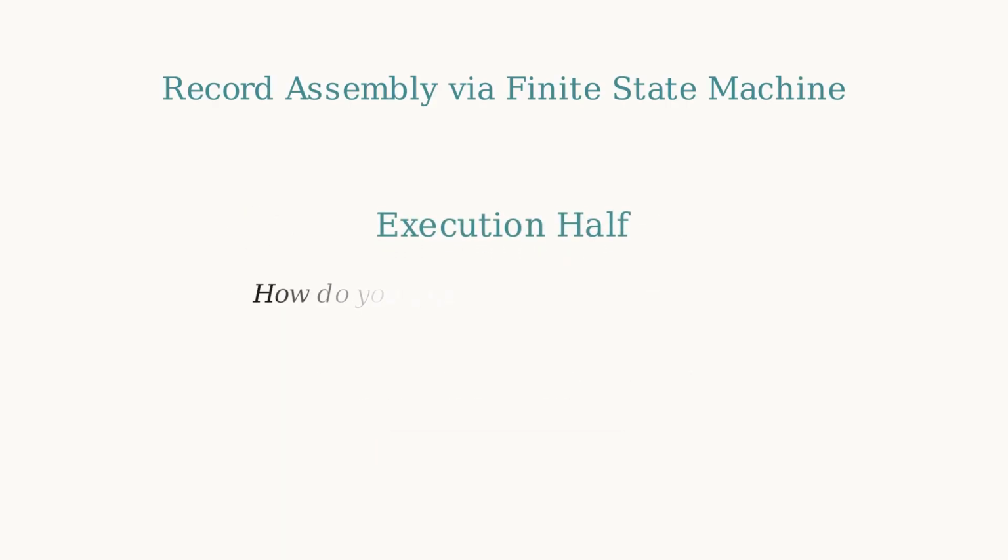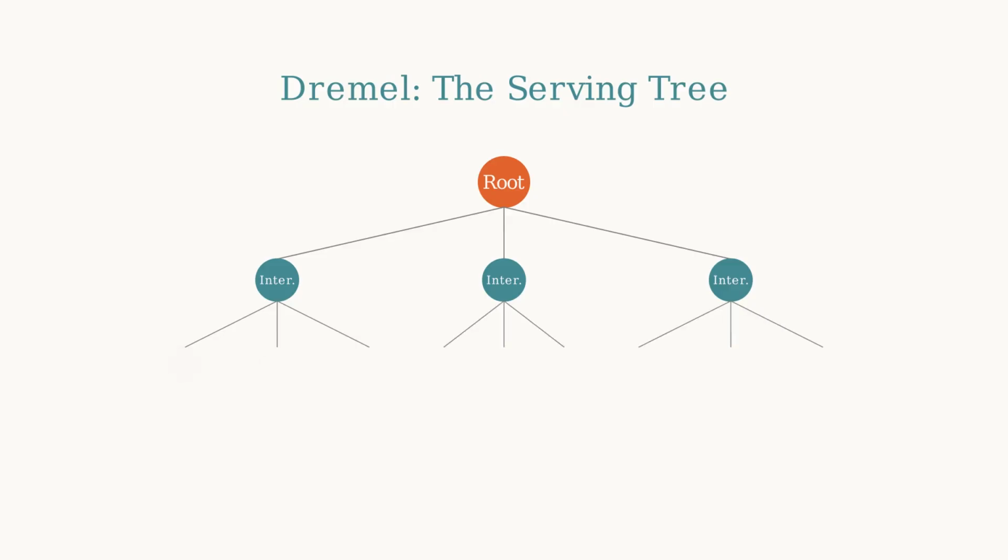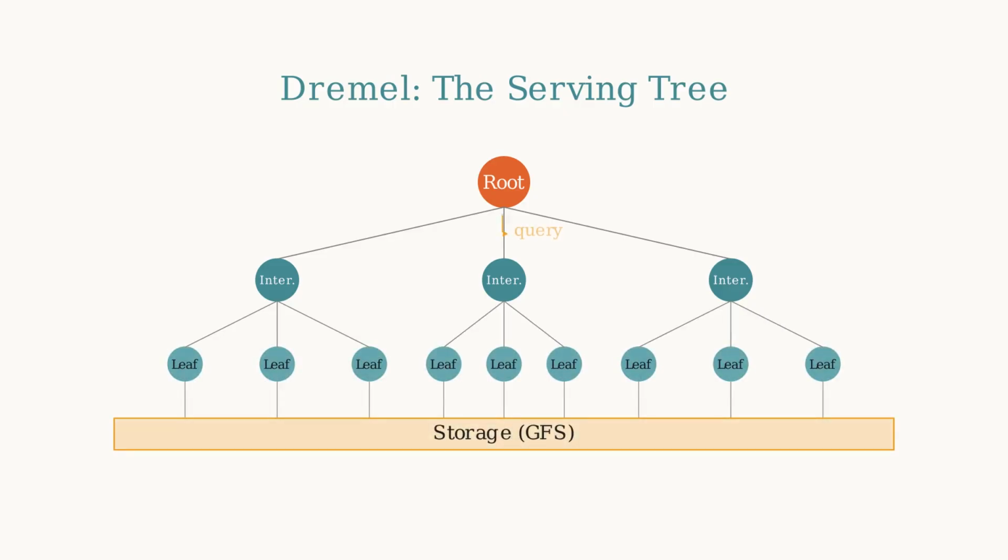How do you run a query across thousands of machines and get an answer in seconds? Dremel borrows an idea from web search engines, the serving tree. At the top is a root server that receives your query. It rewrites the query and pushes it down to intermediate servers, which push it down again to leaf servers. The leaves scan the actual data on disk. Then results flow back up, being aggregated at every level. By the time the answer reaches the root, most of the work has already been combined.